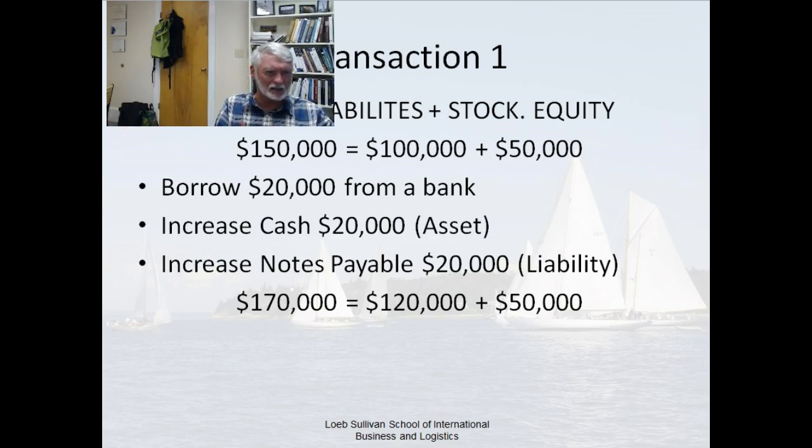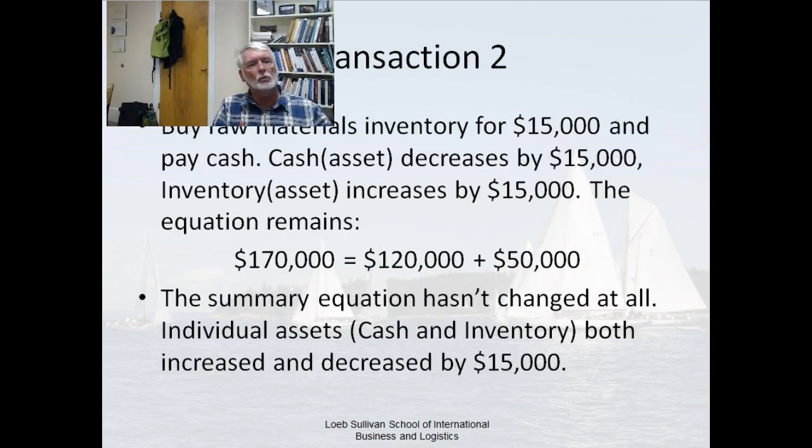Pretty simple, makes sense. We got something and we gave something up. We got cash and we gave up an IOU to the bank. We owe the money, we're legally required to pay it. So that's transaction one. Let's look at another kind of transaction. We go out and buy some inventory. We make stuff and we buy raw materials to make stuff. We buy raw material inventory for $15,000 and we pay cash for it. Cash goes down. We gave out cash, but we swapped the cash for a different asset called inventory.